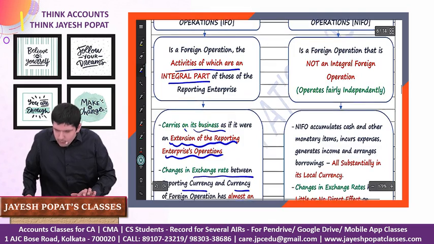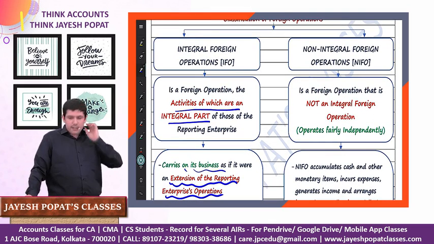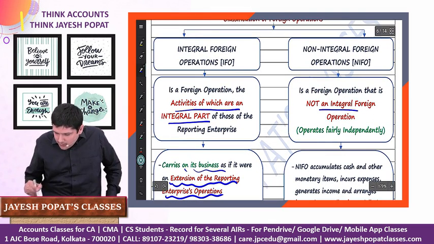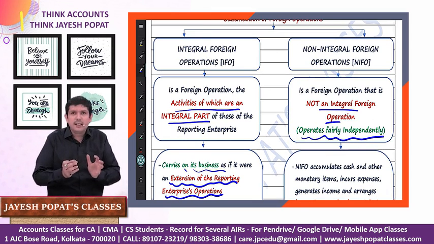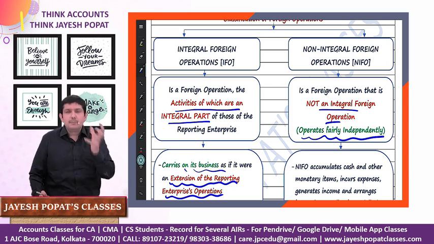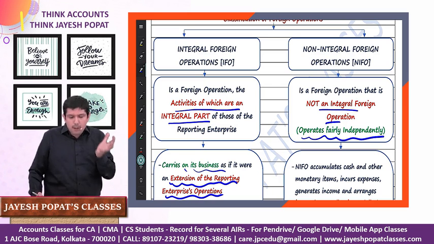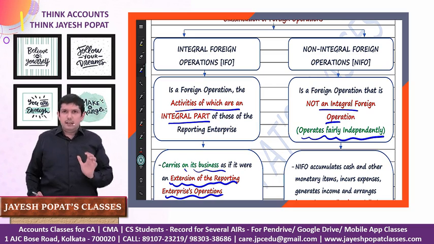But when we talk about a non-integral foreign operation, it's not integral, meaning it operates fairly independently. I do not have too much intervention. It is my subsidiary, it is my associate, maybe it's my branch, but I don't have so much direct connect with it.